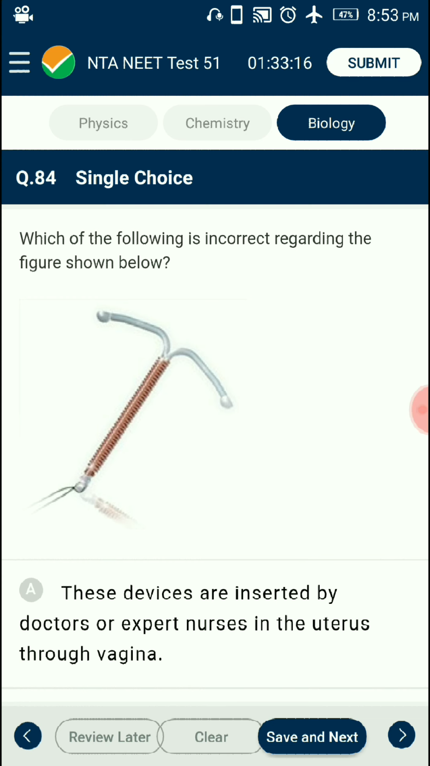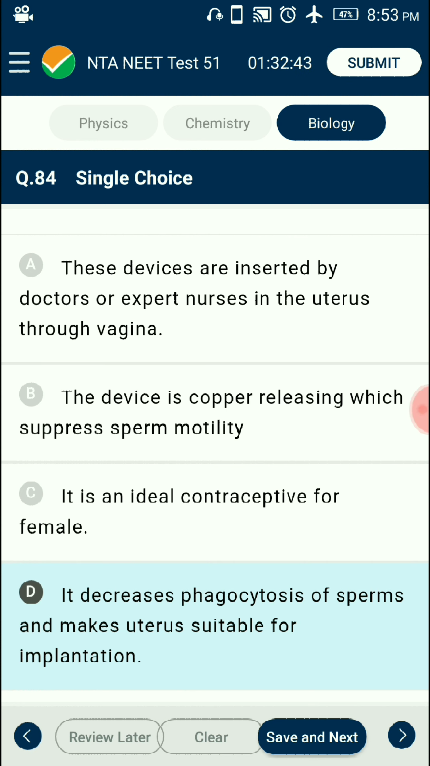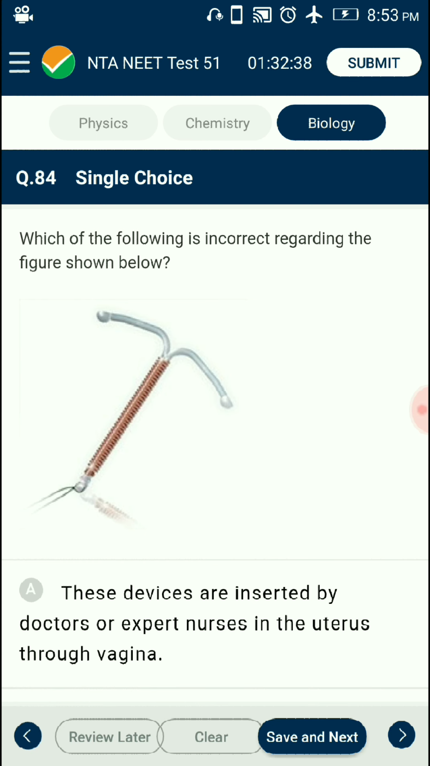Question number 84. Which of the following is incorrect regarding the figure shown below? The given image is an IUD which is inserted into the uterus. This device is used as a contraceptive to prevent implantation and avoid pregnancy. It may suppress the motility of the sperm to inhibit fertilization. So the answer is option D. It decreases phagocytosis of sperms and makes the uterus suitable for implantation. So that is the incorrect statement regarding the given diagram.